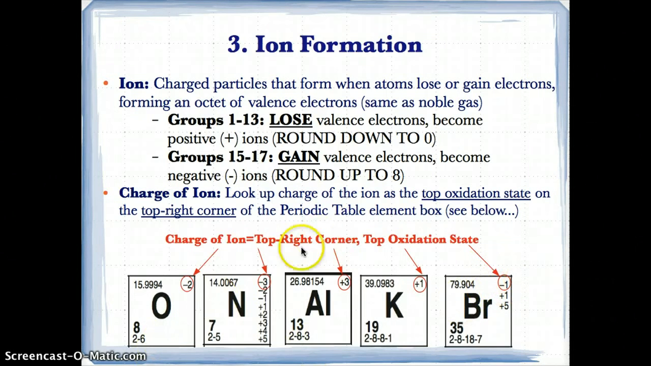All right, so just remember the top right corner and the top oxidation state gives you the charge of the ion that the element forms when it loses or gains electrons. It's the top number in the top right corner. That's how you find the charge of the ion automatically. It's a shortcut and kind of a cheat sheet in the periodic table.